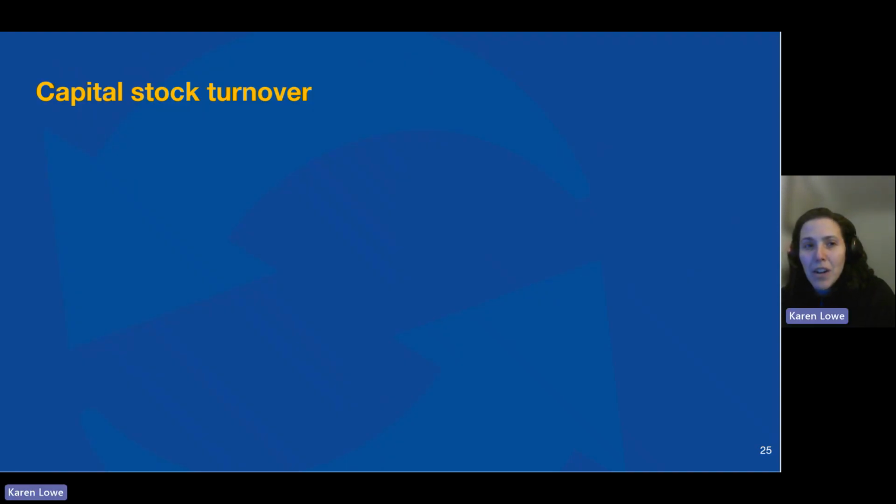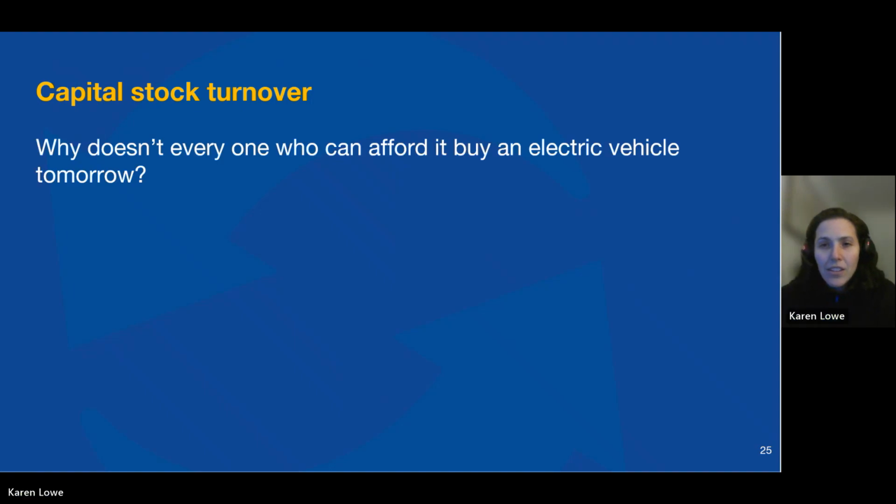The next dynamic that I want to talk about is something called capital stock turnover. So the first question I like to ask is, why doesn't everyone who can afford it buy an electric vehicle tomorrow? And I'm not just talking about someone who thinks electric vehicles might be interesting, but is not really sold. I'm talking about people like, for example, my husband and myself. We are completely sold on electric vehicles. We love electric vehicles. We would totally buy one, but we're not going to buy one tomorrow. We don't have one. We're not going to buy one. So why is that?